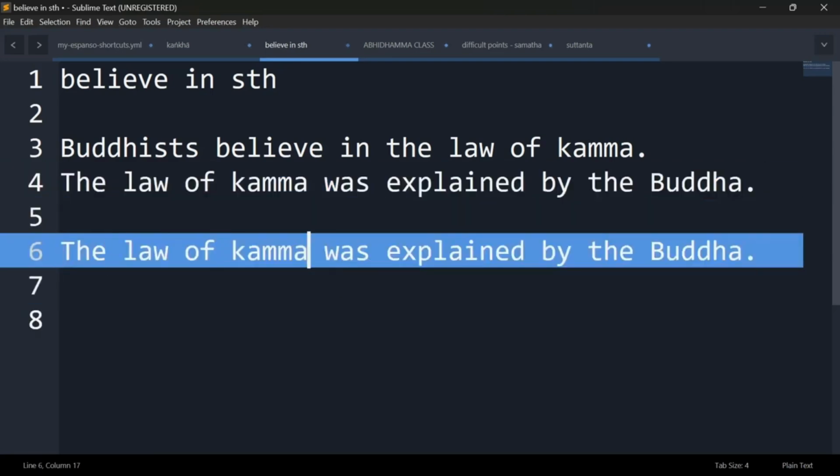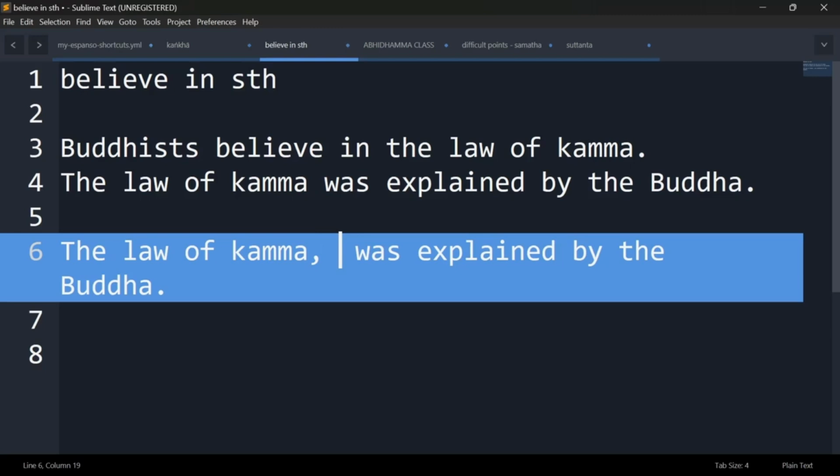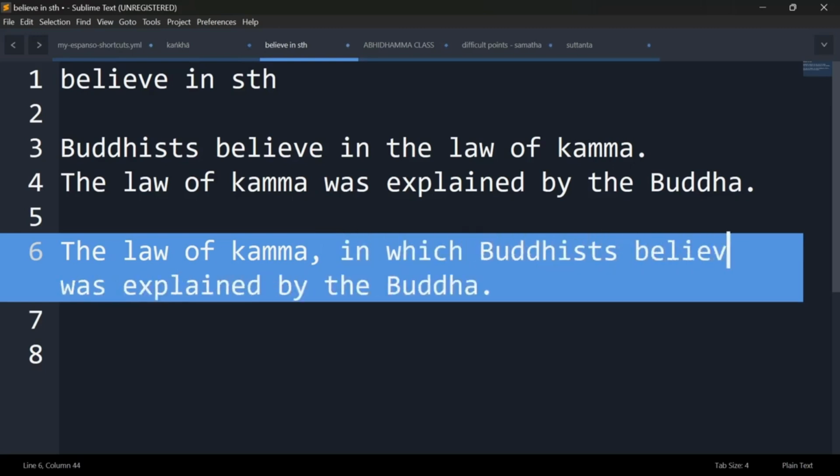Now we want to add something about the law of karma. We want to say that Buddhists believe in this law of karma. The law of karma, comma. Now, I can put the preposition in the beginning or at the end. Let's do it at the beginning first. In which Buddhists believe, finish, you see, was explained by the Buddha. The law of karma, in which Buddhists believe, was explained by the Buddha.